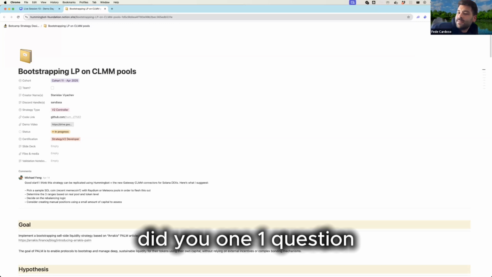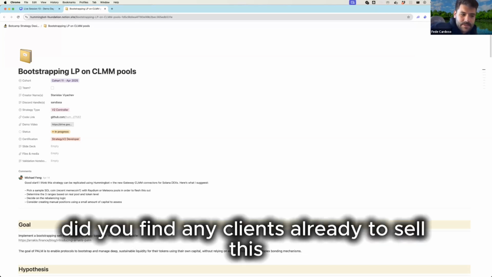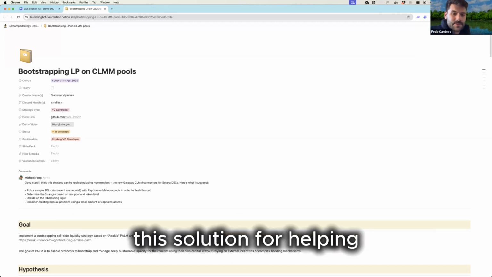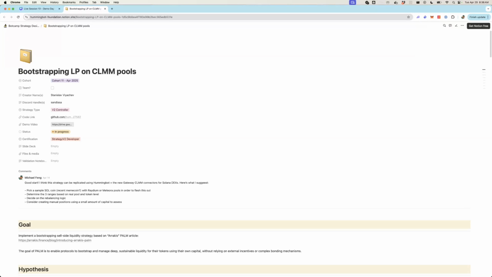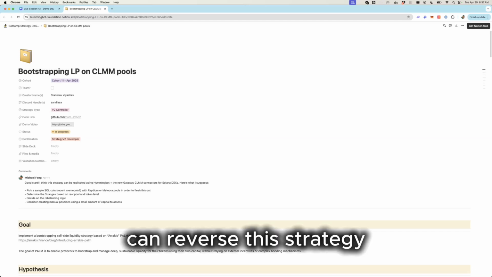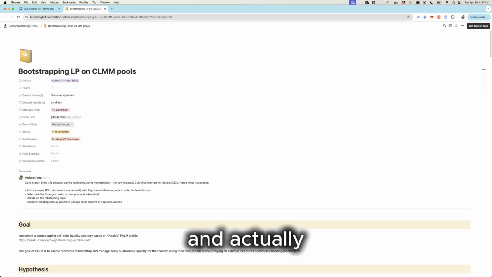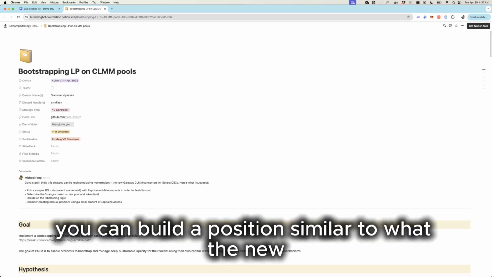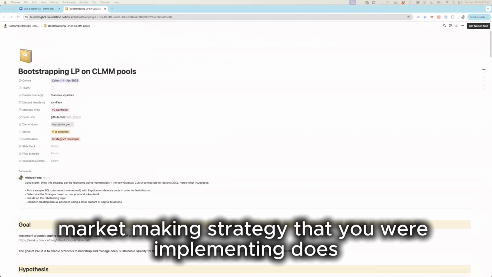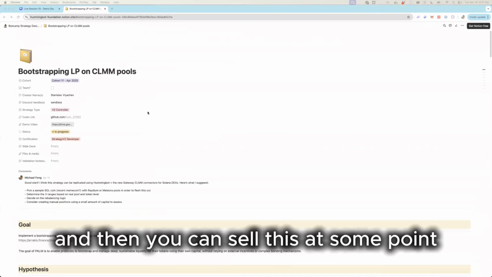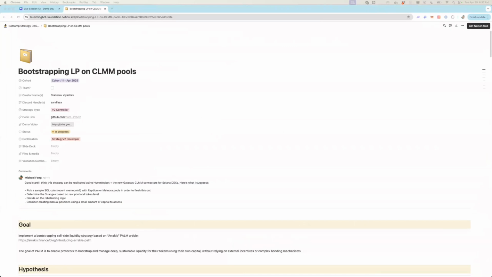One question: did you find any clients already to sell this solution for LPing? I don't want to take the job from Arrakis, right? Because it's their idea. But one thing that I noticed is that you can reverse this strategy. And actually, you can build a position similar to what the new market making strategy that you were implementing does. And then you can sell this at some point when it's on a good profit.